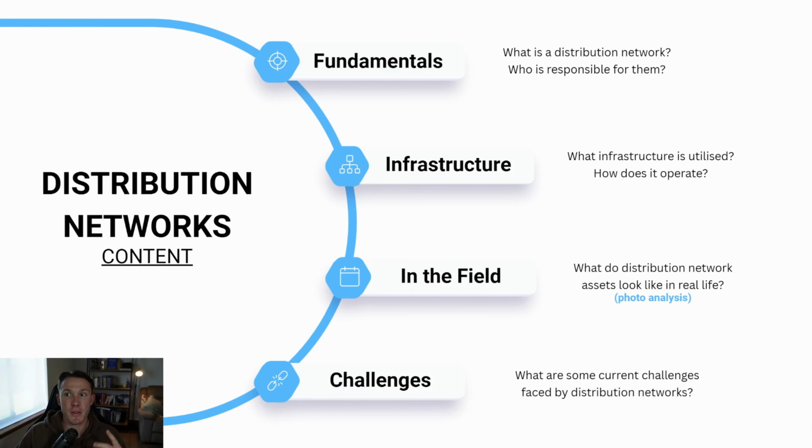distribution networks in the context of Australia's electricity system. Specifically addressing 4 key points. Number 1, the fundamentals. What is a distribution network and who is responsible for them? Number 2, key infrastructure. What infrastructure is utilized and how does it operate? Number 3, getting out into the field to answer what do distribution network assets actually look like in real life? And then number 4, covering what are some current challenges faced by distribution networks.